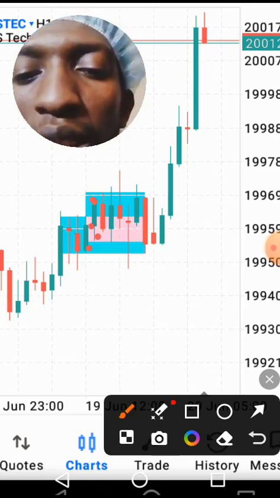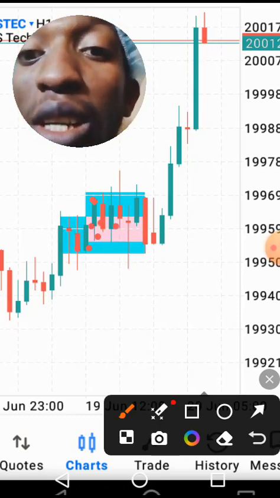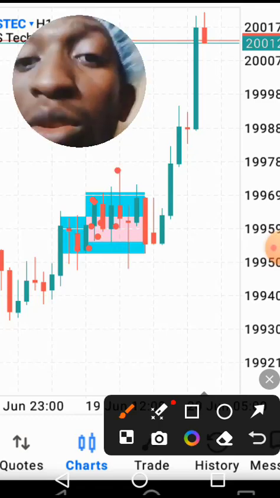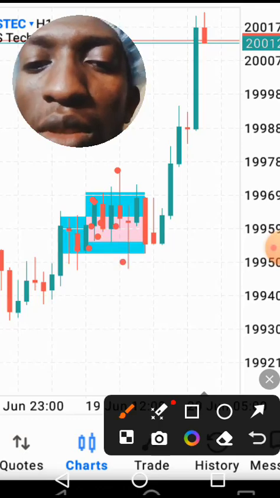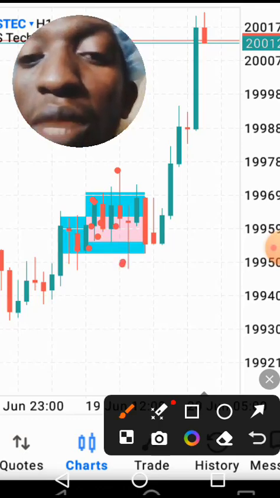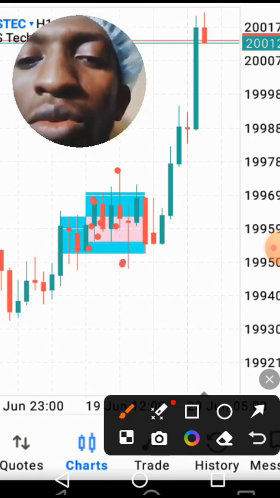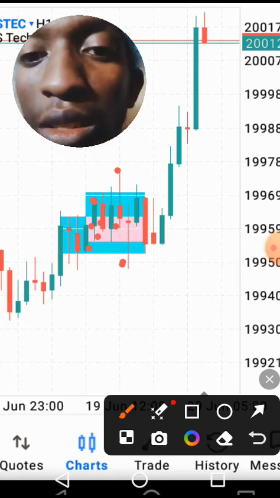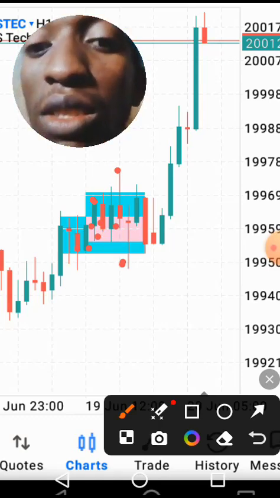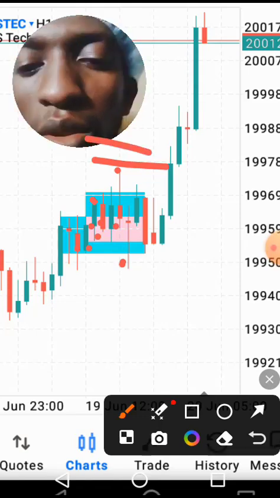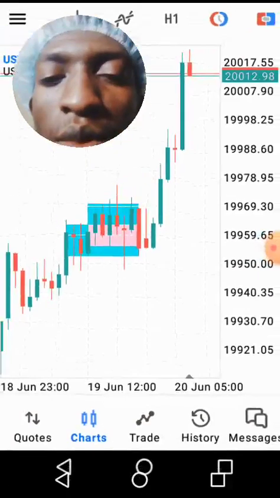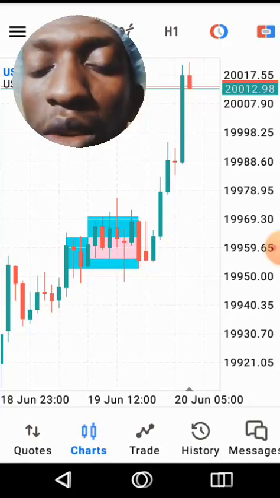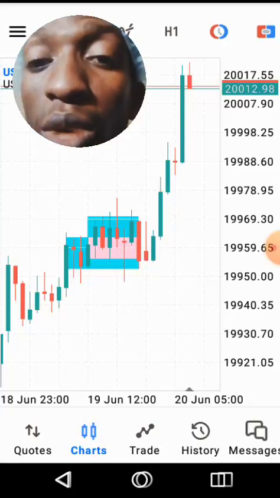Then down there, we found another black box. Did we break? No. We tried, but we didn't. Down there, did we break? Yes. Am I gonna enter? No. Why? It is a risk, a supposed entry. Look, that's a risk. So what am I gonna do now? I have to wait for what? For a retest.